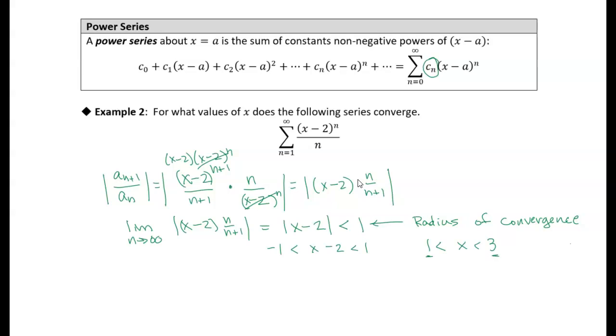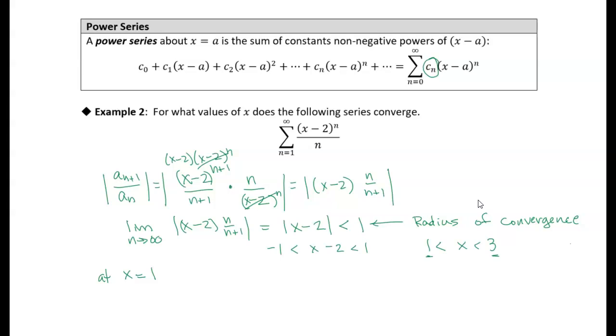So in order to get the interval of convergence, this is kind of the start of an interval. We know x values between 1 and 3 will converge, but we need to test the endpoints. So let's test those endpoints, because that's where it's equal to 1, right? Where the absolute value of x minus 2 is equal to 1. All right, so let's test at x equals 1.